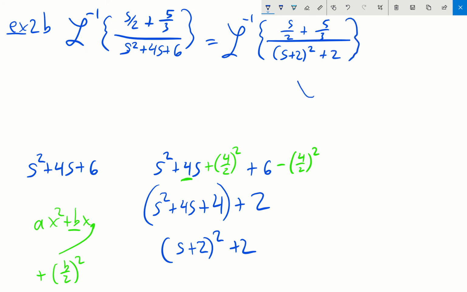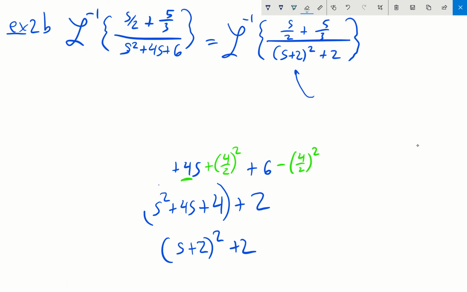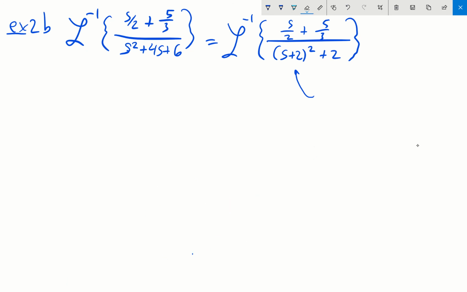And already we can tell that it looks like a shift is coming in. So now what we would like to do is move the numerator around a little bit, so that we also have an s plus 2 in the numerator. We completed the square in the denominator already, and now we're going to rewrite the numerator. So in our numerator we have s plus 2, plus 5/3.